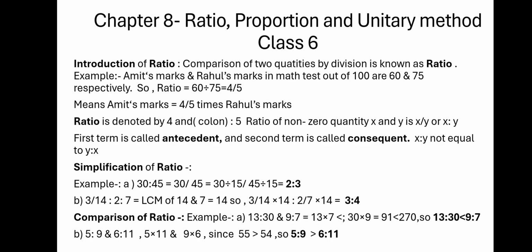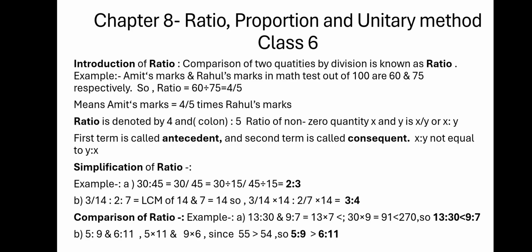Example: Amit's marks and Rahul's marks in math test out of 100 are 60 and 75 respectively. So ratio is equal to 60 divided by 75, that is 4 upon 5, because there is 15 as a common factor. So it becomes 4 upon 5. Means Amit's marks equal to 4 upon 5 times Rahul's marks.